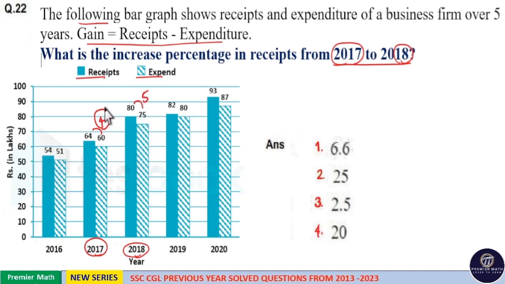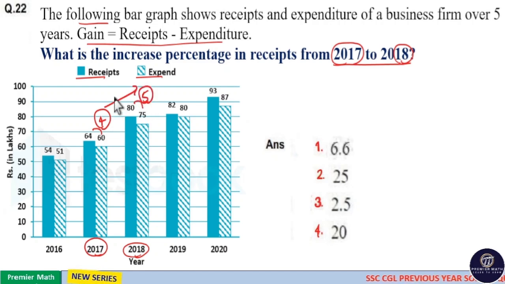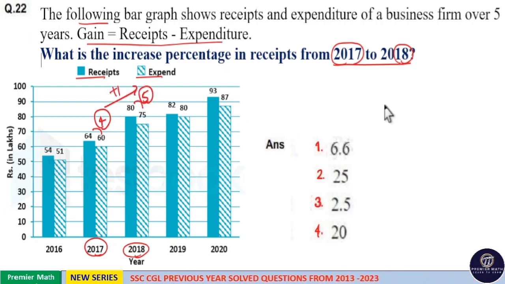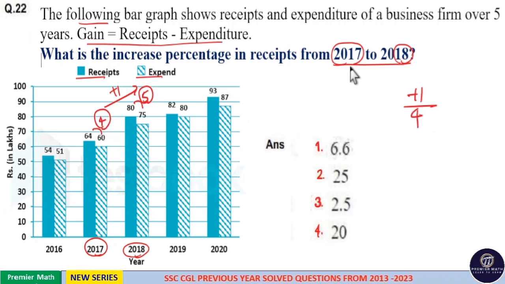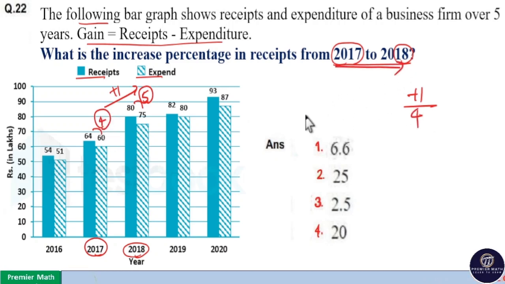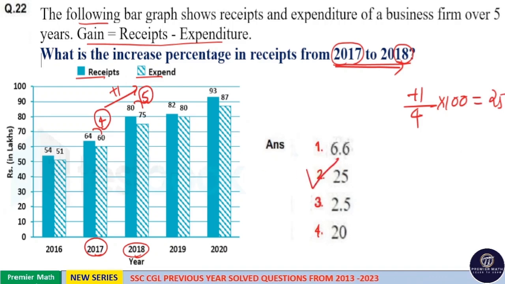So here the increment is 1, and this increment 1 is out of this 4 because we need 2017 to 18. So plus 1 out of 4 into 100 is the percentage increment, that is 25%. Option 2 is your answer.